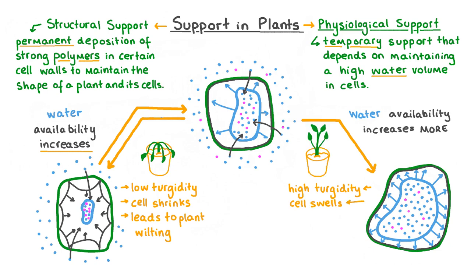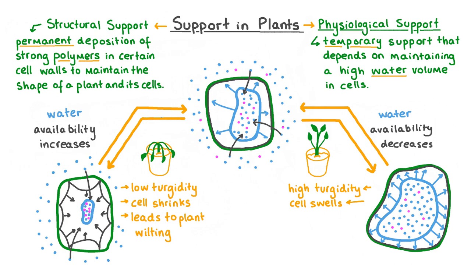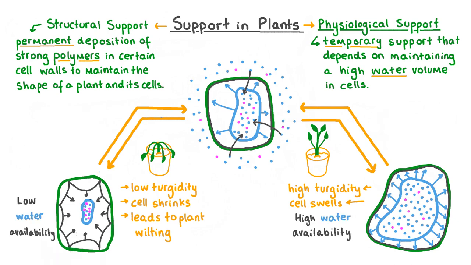You can see the effects of this very high turgidity in many plant cells in the whole plant here. However, as we mentioned, this process is temporary, so if the water availability decreases once more, the plant could still eventually wilt again. Now that we've learned some more information about physiological support in plants, let's learn about some structural support mechanisms.